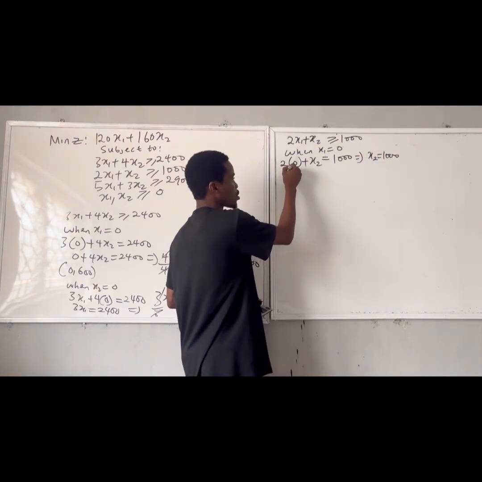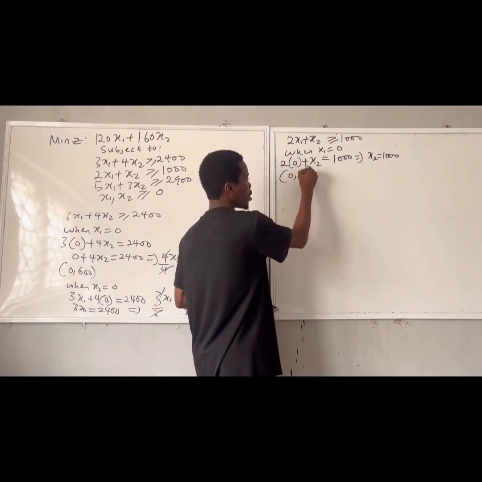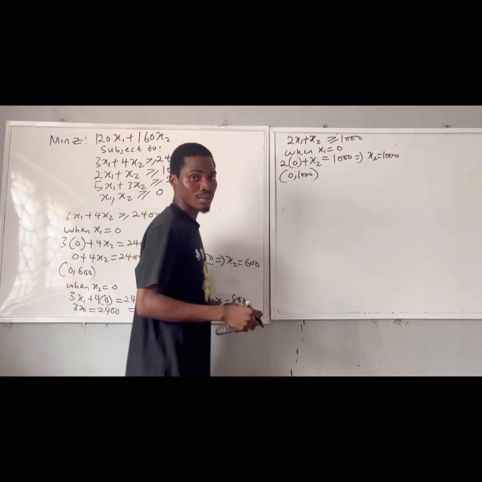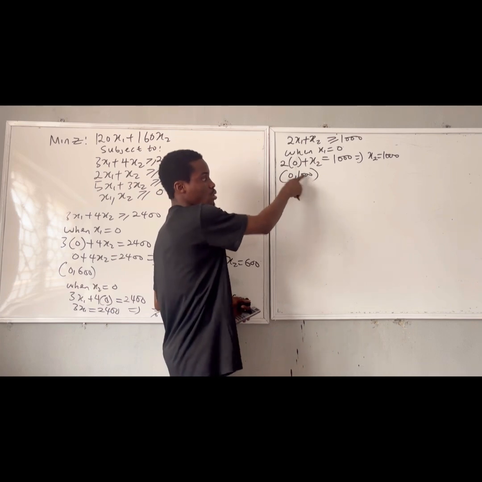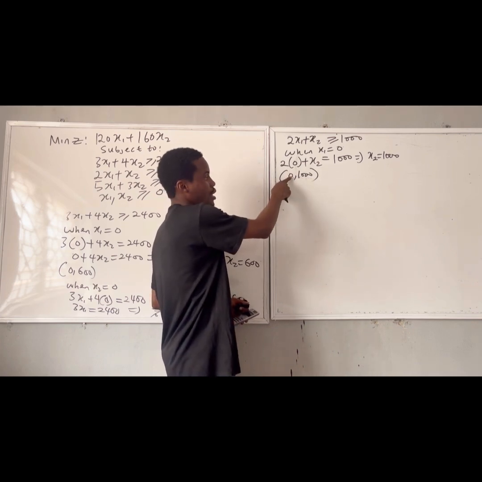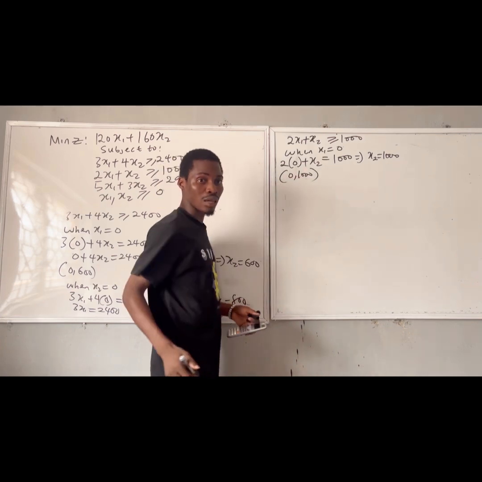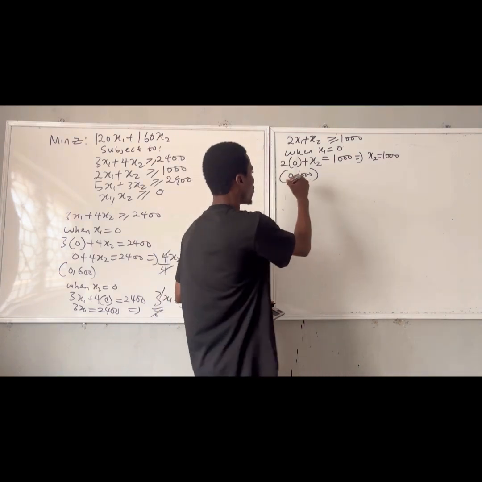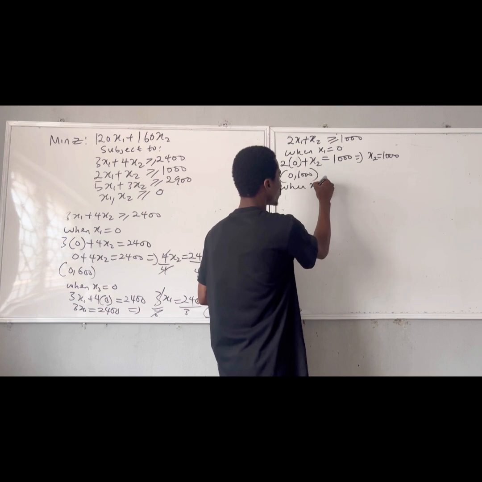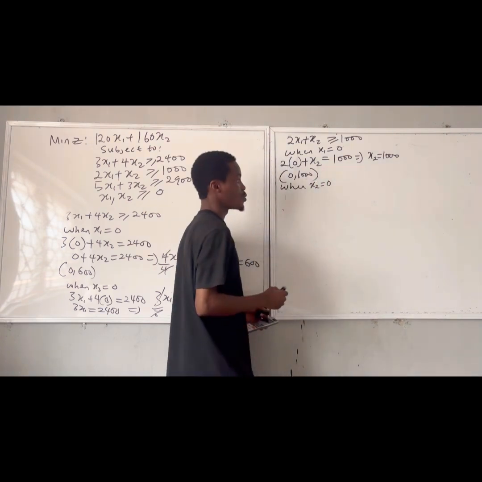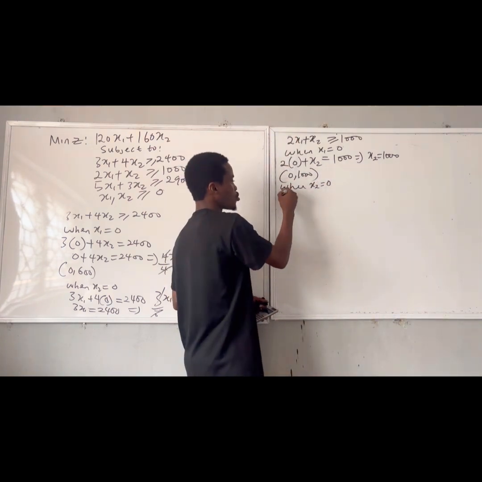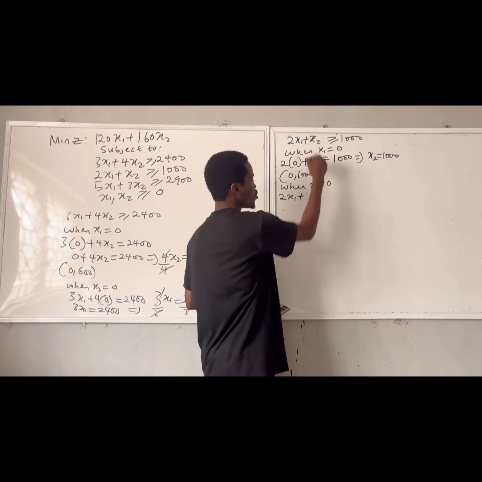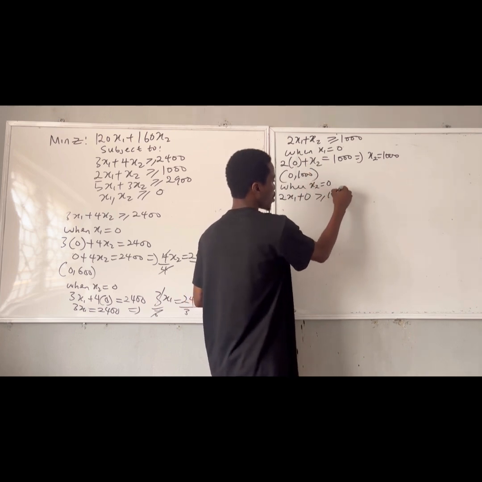So when our x1 is 0, our x2 is 1000. These are the coordinate points. Now when x2 is 0, what are we going to have? It means whenever we see x2, we put 0. We have 2x1 plus x2, at 0, is greater than or equal to 1000.